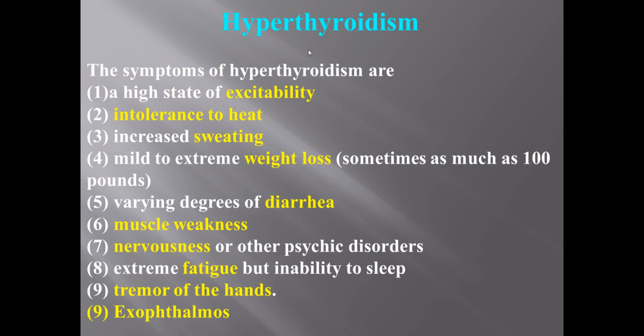A person with hyperthyroidism has overproduction of thyroid hormones and suffers from a high state of excitability, intolerance to heat, being more sensitive to heat than normal, increased sweating, mild to extreme weight loss, diarrhea, and possibly muscle weakness. Nervousness, given the excitability, since we know the effect of the hormones on the nervous system. Fatigue: the person feels exhausted but is unable to sleep. Tremor is enhanced, and exophthalmos, which means protrusion of the eyeball.